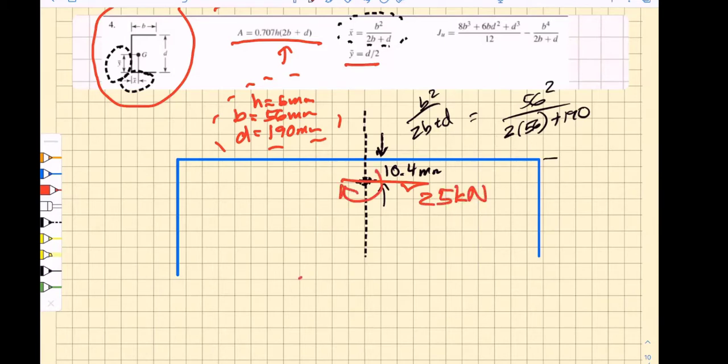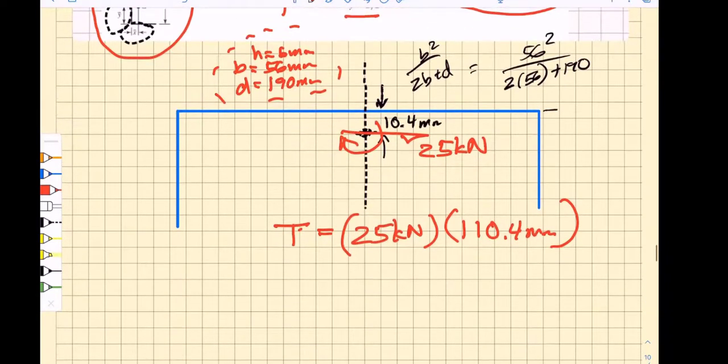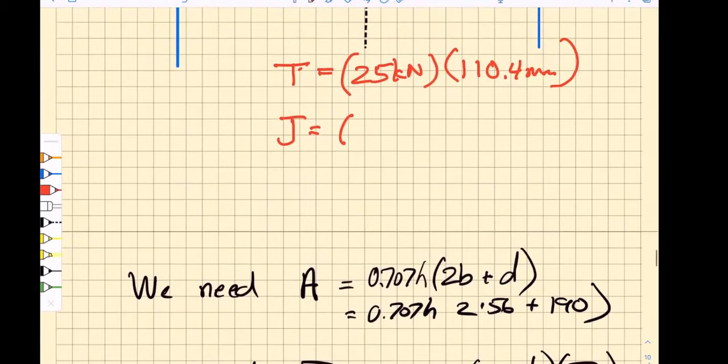So we now know that we have a force of 25 kilonewtons acting to the right, and we have a torque T, which is given by 25 kilonewtons times 110.4 millimeters. So we can easily calculate that torque. We can calculate this cross-sectional area. And this equation here gives us the unit polar moment of inertia. And so if we want the actual polar moment of inertia, we multiply this by 0.707 h times the unit polar moment of inertia, and that will give us our polar moment of inertia.